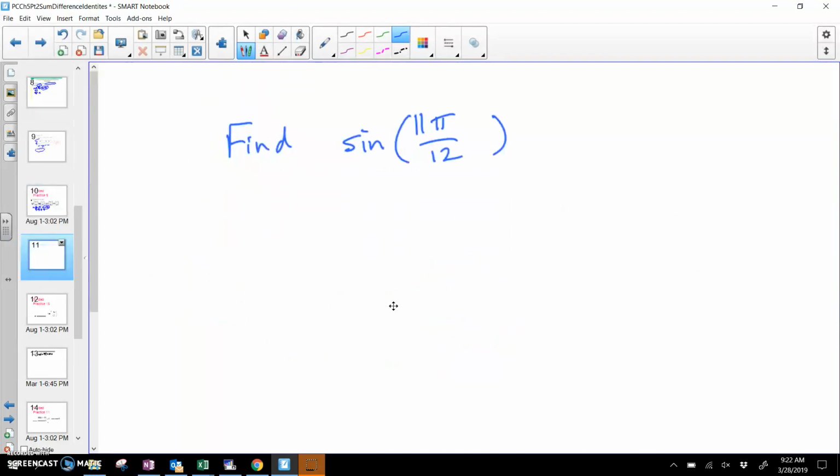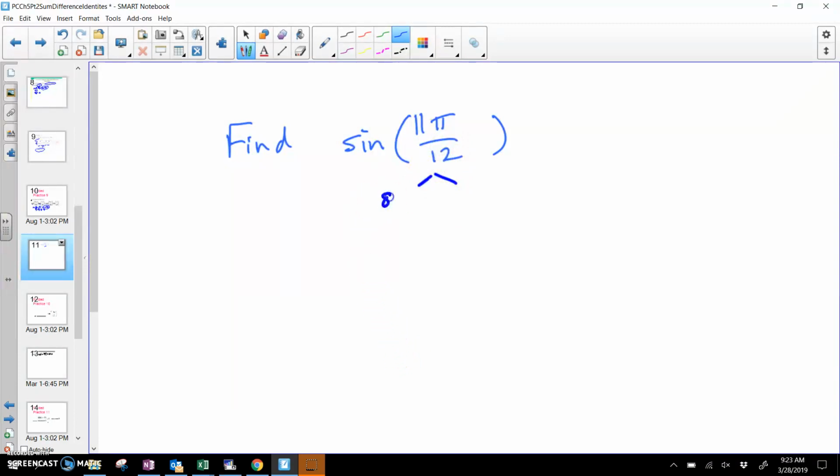Find the sine of 11 pi over 12. Again, I have to think of two things on the unit circle that add up to 11 pi over 12, or subtract to 11 pi over 12. Now, the harder thing about this one is that I don't know any over 12s on the unit circle, but I do know over 3s and over 4s. So, common denominator 3 and 4.